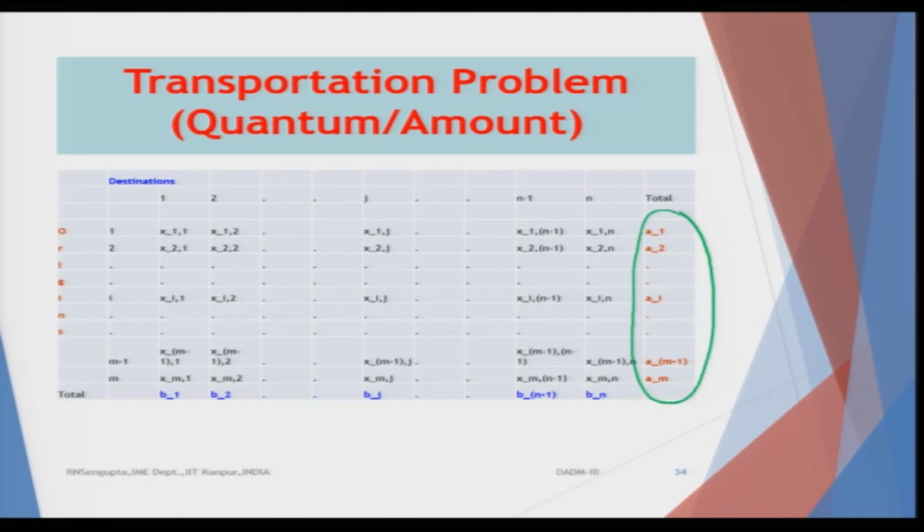So, the total amount is what I am transporting from all the origins, which is there on the left hand side. Now, let us check the concept of the values when I am looking from the destination side.